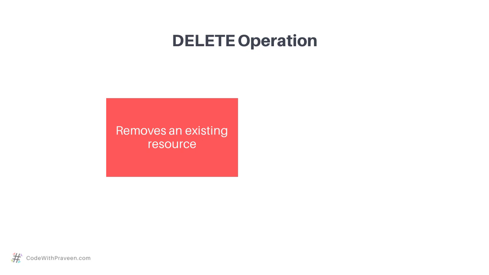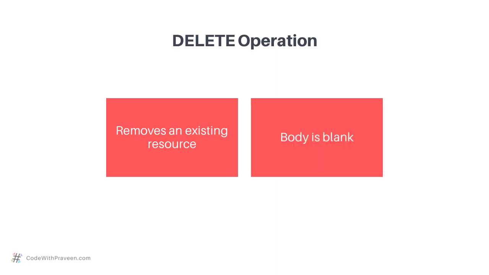Next, we have the HTTP DELETE operation. The purpose of the DELETE operation is to remove an existing resource from the server. You will be providing just the ID of the item that you need to delete. You need to be very careful when you are supporting this operation. You have to do proper validation that the ID exists and whether the client has appropriate authorization to delete the resource.